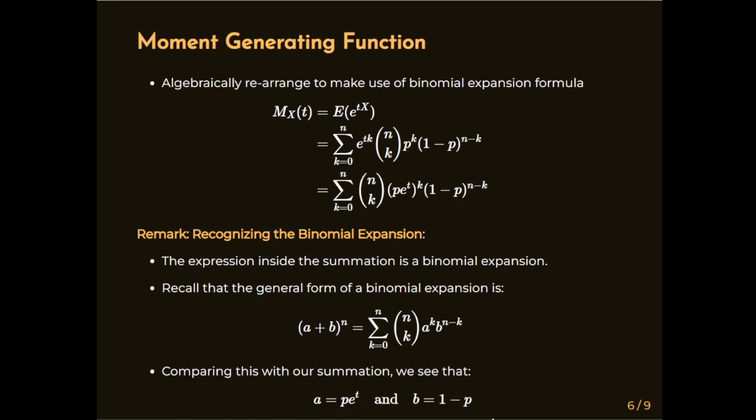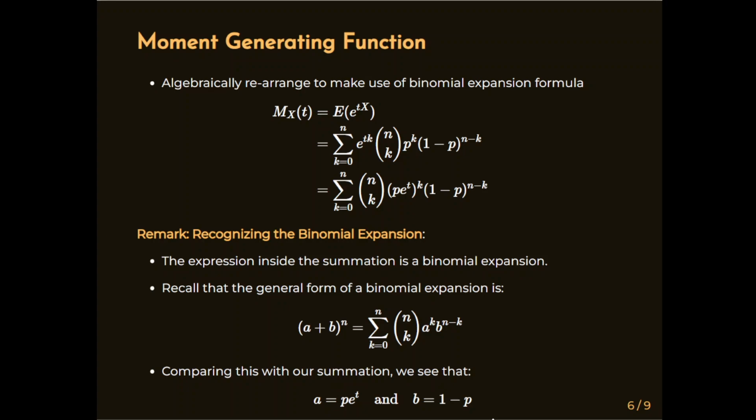So what we have here is e to the power of tk times n choose k times p to the power of k times 1 minus p to the power of n minus k. Okay, so what we're going to do is try to restructure this in a format that suits the binomial coefficient. There are 4 terms in the summation on the second line. We are going to combine the first and the third term, which is e to the power of tk and p to the power of k. They're both expressions with respect to the power of k.